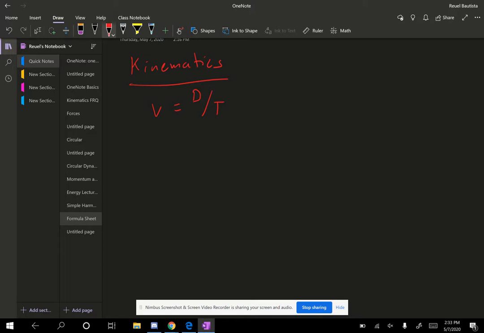But we only use this equation in what instance? I'm going to ask this question. I want you guys to type out an answer. When do we use this equation? In what instances do we use this kinematics equation, velocity is equal to distance over time? Type out an answer. When do we use this?